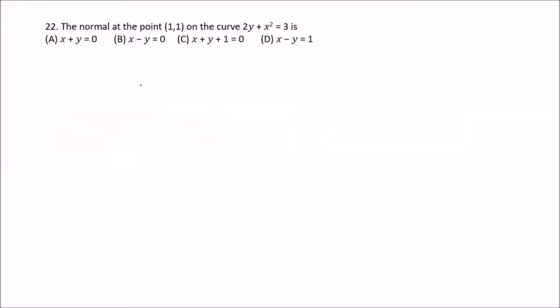Question number 22. The normal at the point 1, 1 on the curve 2y plus x square is equal to 3, the equation of the normal is given in 4 options: x plus y is 0, x minus y is 0, x plus y plus 1 is 0, and x minus y is equal to 1. So you know that dy by dx is the slope of the tangent. Now differentiating with respect to x, I'll get 2 dy by dx plus 2x is equal to 0, or I'll get dy by dx is equal to minus x.